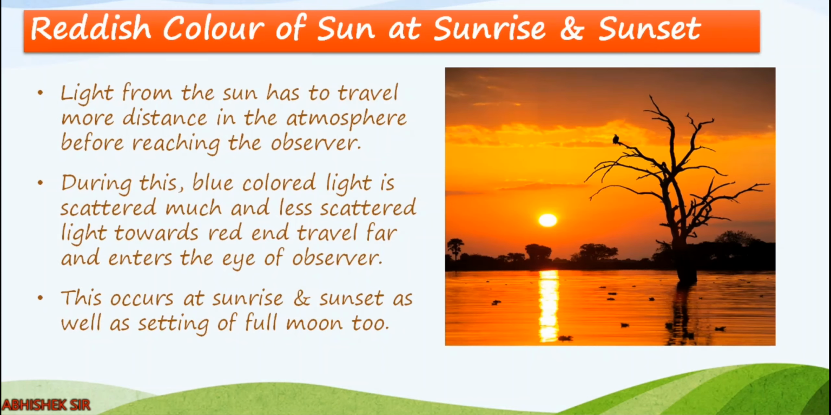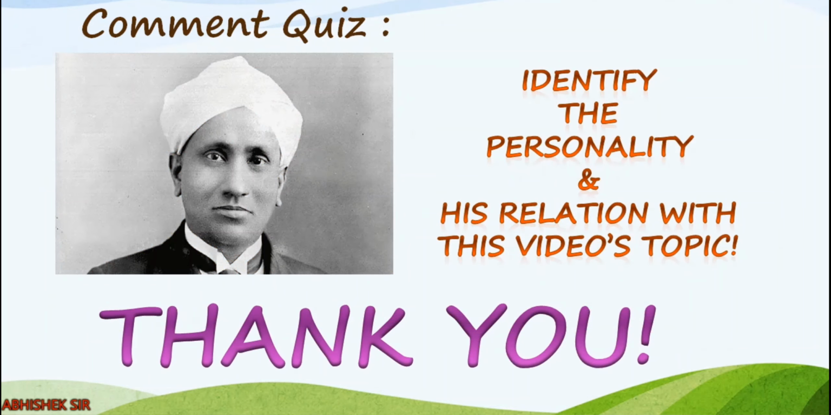So whenever at the time of sunrise and sunset you are looking at the sun, only the red end colors are reaching your eyes. That is why at sunrise and sunset you see the sun or the sky as reddish yellow or orange. Clear? So this is the answer. Now the chapter ends here. The scattering phenomena and related process ends here, right?